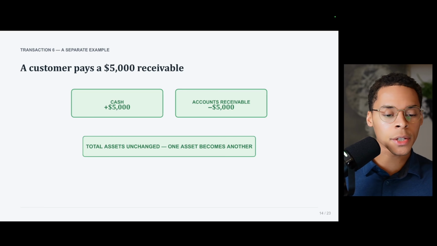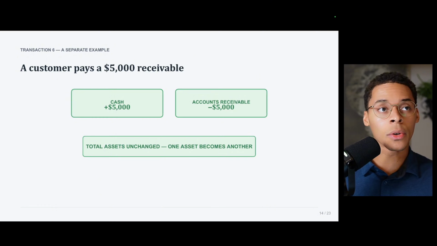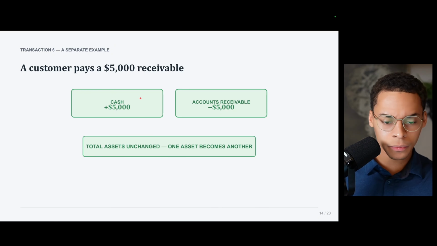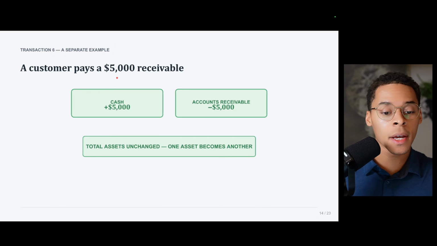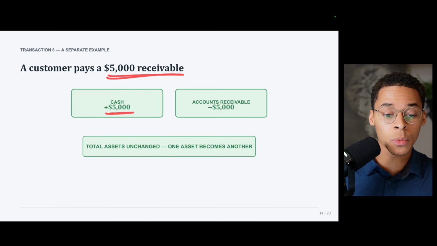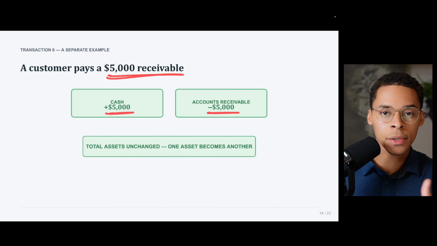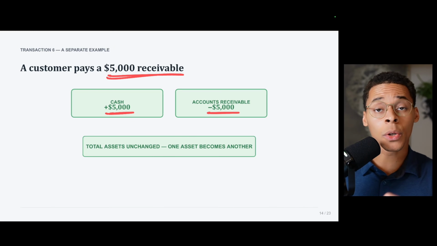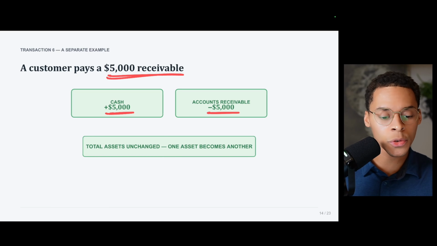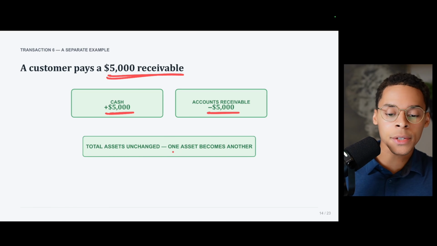And the last transaction that I wanted to cover today was another interesting transaction. Let's say that a customer pays a $5,000 receivable. Okay, so cash is going to increase because we collected cash from our customer, and receivables are going to decrease. Okay, now these are two asset accounts. So again, this is another kind of transaction where total assets are going to remain unchanged because one asset is essentially becoming another.